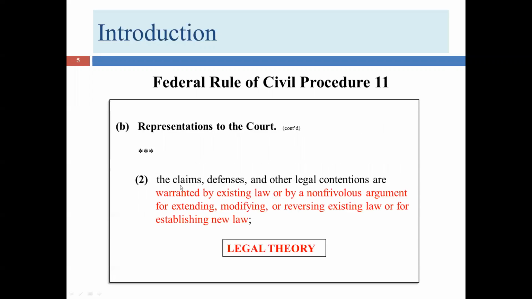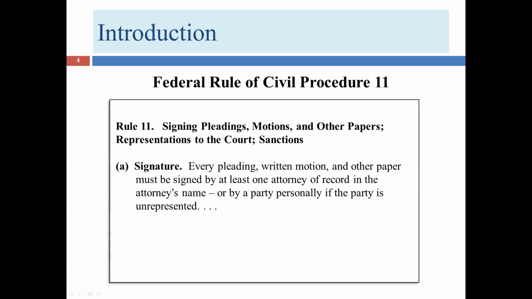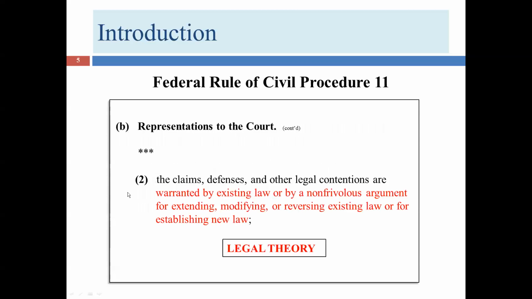Okay, so let's look at a part. This is section B. When we were here, we were at section A. We've skipped over a little bit of it. So we're going to go to section B2 of the rule. The claims, defenses, and other legal contentions are warranted by existing law or by a non-frivolous argument for extending, modifying, or reversing existing law or for establishing new law. This is what you would call the theory of the case. What is your theory of why you, if you're representing the plaintiff, ought to be successful?